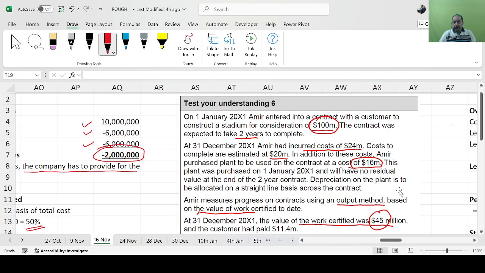What is the life of the contract? 2 years. So I have to charge depreciation for 2 years. So $16 million divided by 2 years. So depreciation is going to be $8 million.